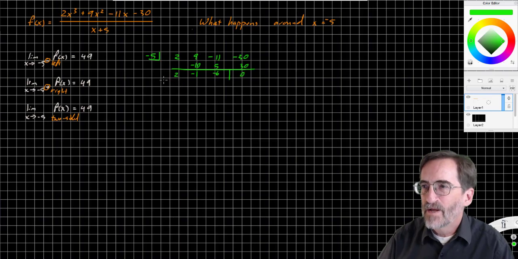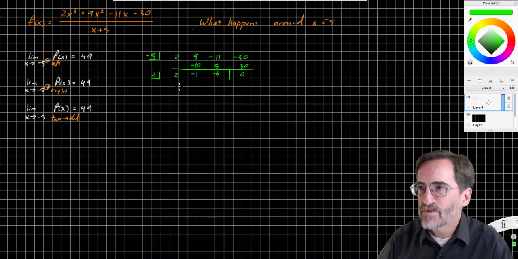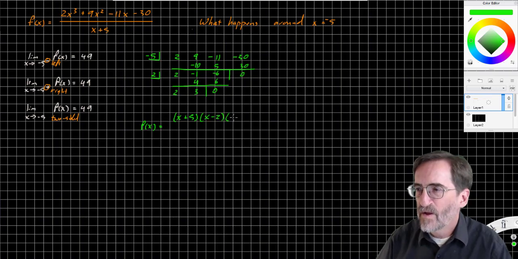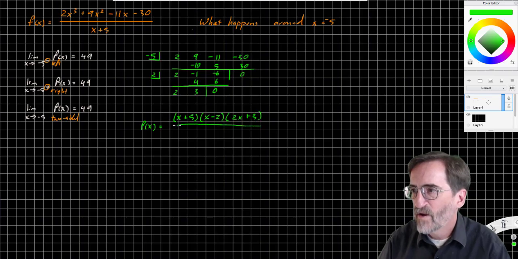I'm going to continue dividing here. I'm going to divide by x minus 2. So let's go 2. 2 times 2 is 4. 4 and negative 1 is 3. 2 times 3 is 6. So x minus 2 is a factor. So this is f of x equals (x plus 5)(x minus 2)(2x plus 3) all over x plus 5.